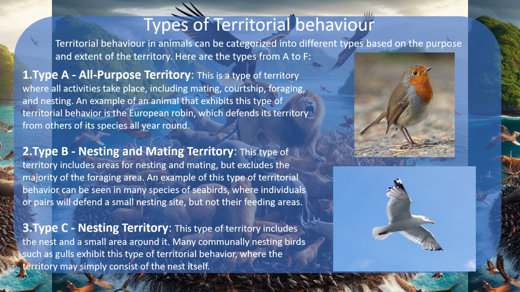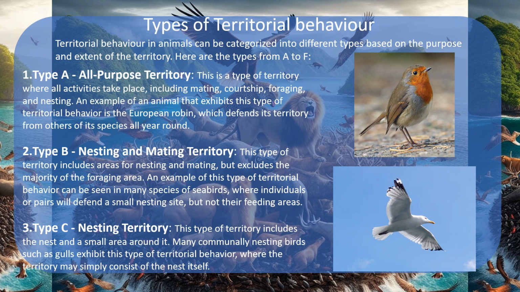So territorial behavior can be categorized into different types based on the purpose and extent of the territory. Here are the types from A to F. First, type A is all purpose territory. This is a type of territory where all activities take place, including mating, courtship, foraging and nesting. An example of an animal that exhibits this type of territorial behavior is the European robin, which defends its territory from others of its species all year round.